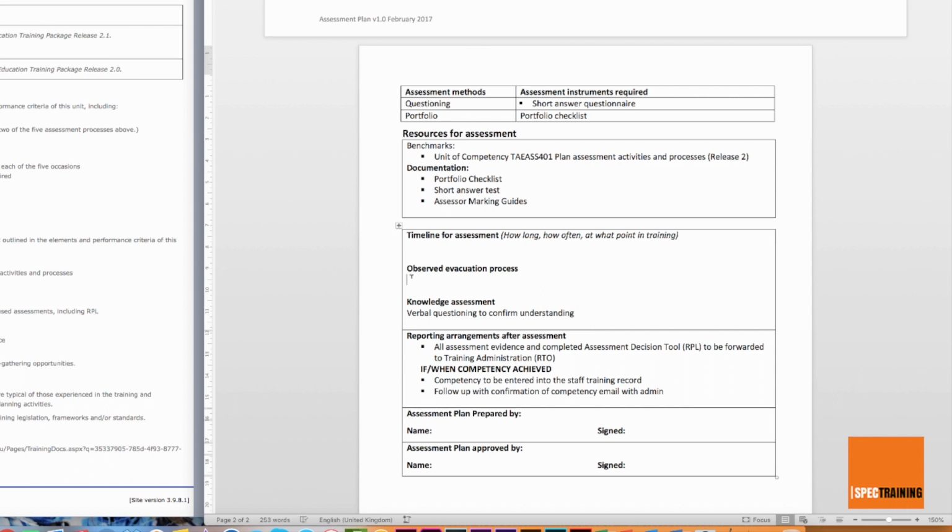The observed evacuation process again refers back to the health and safety conditions and doesn't apply here. Okay, knowledge assessment, verbal question to confirm. Well, we're not doing verbal, we're doing short answer questions.